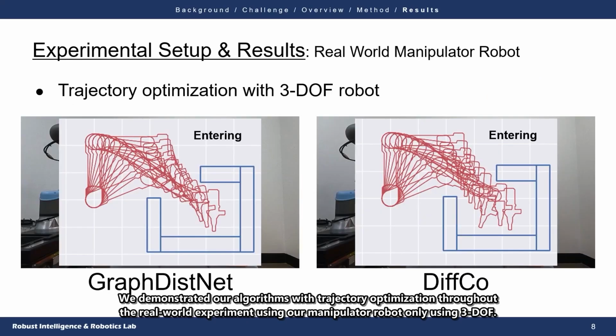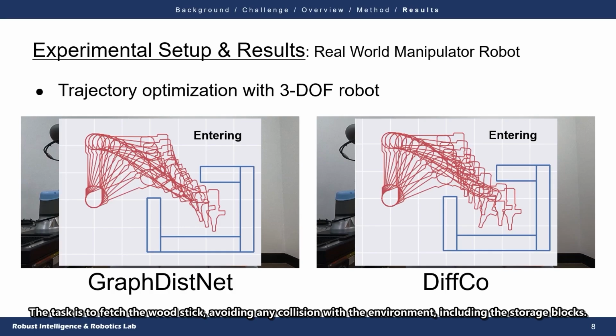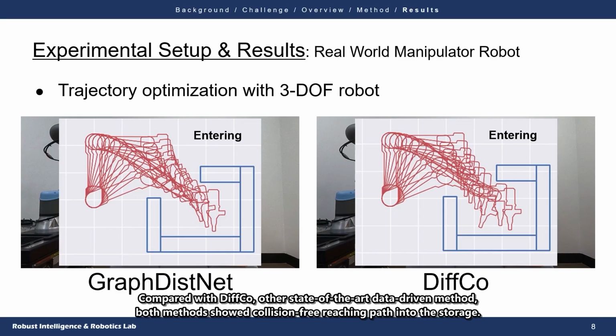We demonstrated our algorithm with trajectory optimization through a real-world experiment using our manipulator robot, only using 3 DOF. The task is to fetch the wood stick, avoiding any collision with the environment, including the storage blocks. Compared with DIFCO, another state-of-the-art data-driven method, both methods showed collision-free reaching paths into the storage.